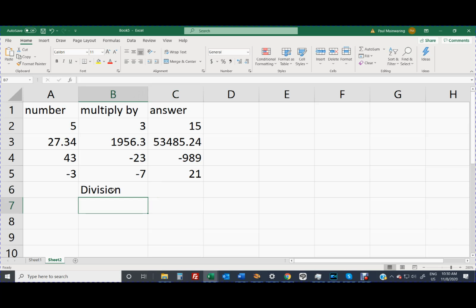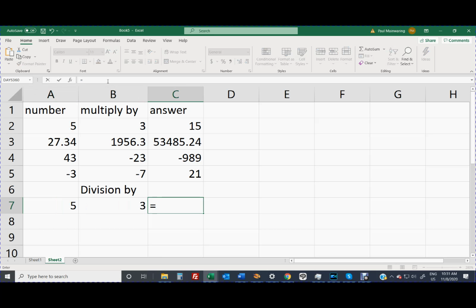Let's look at division. Okay, and division by. Just having to correct this. So what I've done to correct it was I went up to the formula bar and added letters in behind what I'd done. So there we can go on there, and there it says divide by. So the numbers I want to use are, we'll use the same as before. 5 divided by 3. Okay?